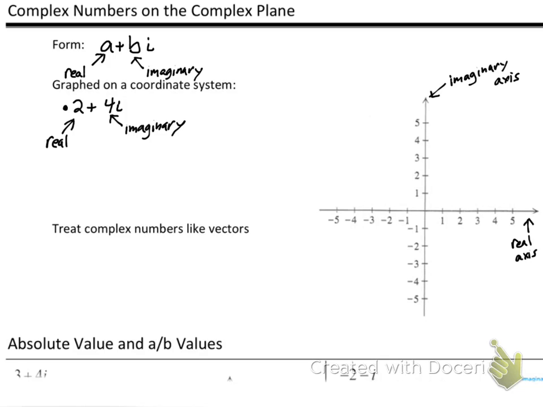So if I plot the complex number 2 plus 4i on this plane, it's just going to be 2, 4, which we can either write as 2, 4, or we can write it as 2 plus 4i. Either way is correct in writing that point.